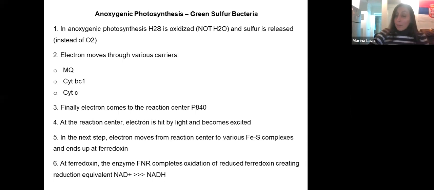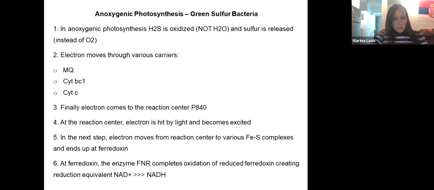So one type of bacteria that is performing anoxygenic photosynthesis are green sulfur bacteria. And the name tells you what the product is. Because it's sulfur bacteria, you can guess that they are producing sulfur. So instead of having water oxidized, which we see in oxygenic photosynthesis, sulfur is released because hydrogen sulfide is oxidized. So instead of H2O, you have H2S oxidized.